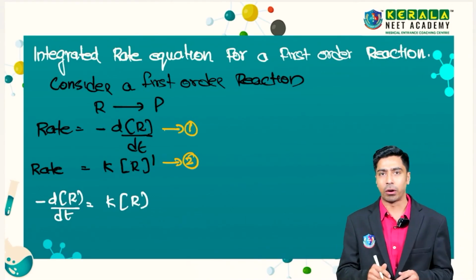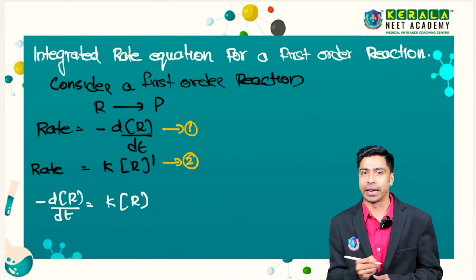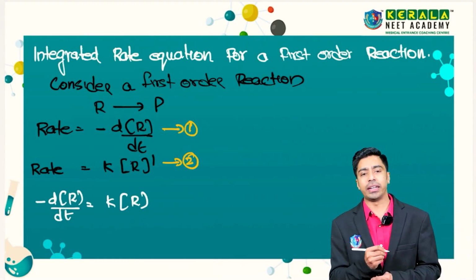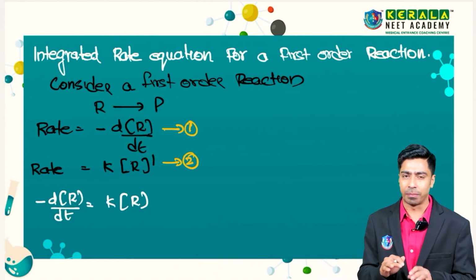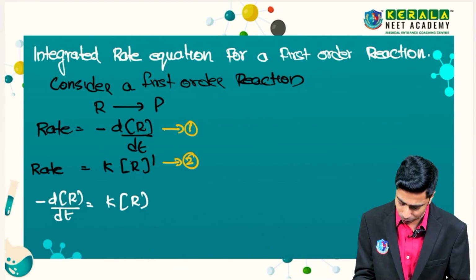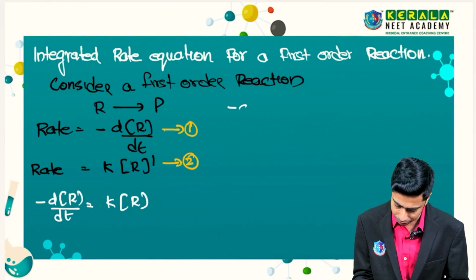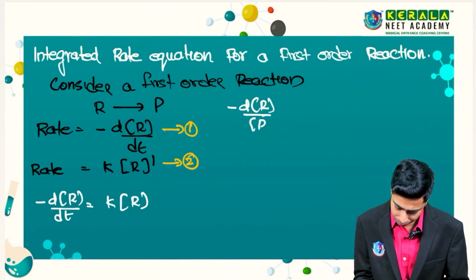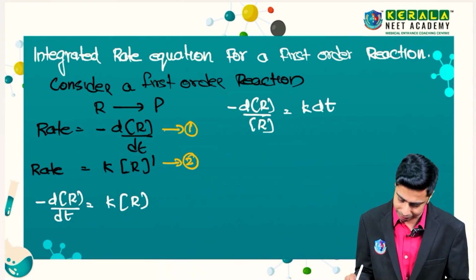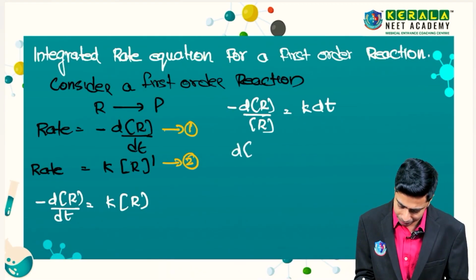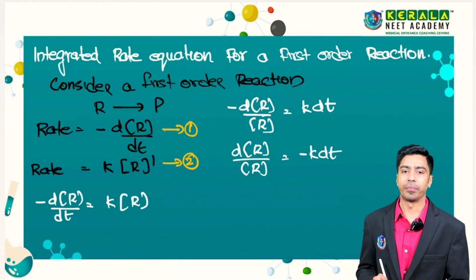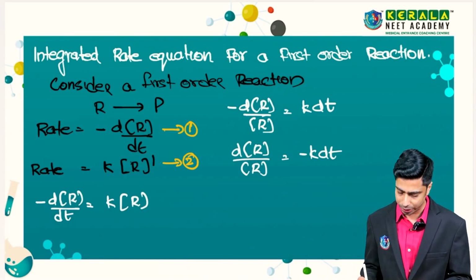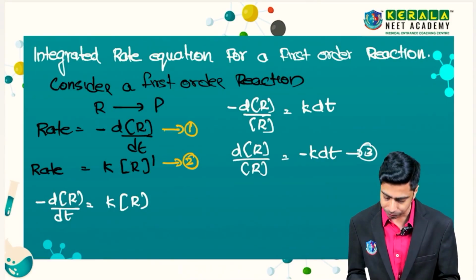You can do along with me. Take a paper and try to do these integrations. So you got minus d[R] by dt is equal to k[R]. Now we need to integrate that, and before integration we'll make some rearrangements. On rearranging I can write minus d[R] by [R] is equal to k into dt, or I can say that d[R] by [R] is equal to minus k into dt. We call it equation 3.